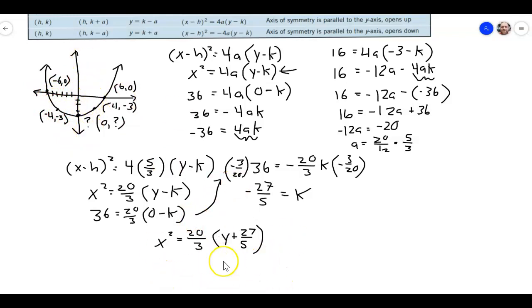And it's not in the normal form that we're used to, but if we wanted to put it in the normal form, it wouldn't be too hard, right? We could just distribute through and then solve for y.